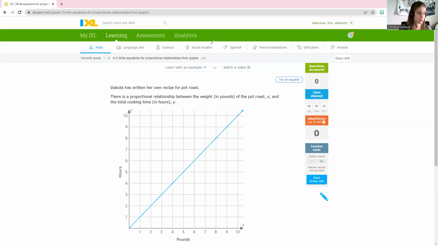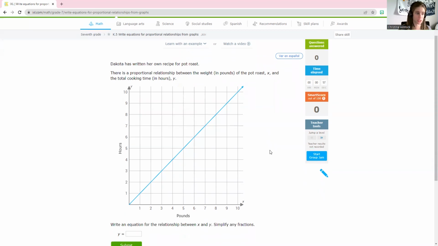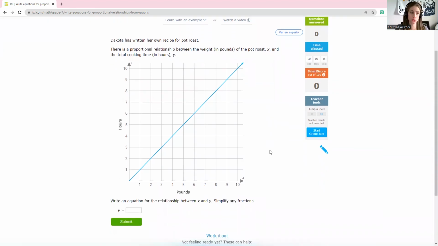So Dakota has written her own recipe for pot roast. There is a proportional relationship between the weight in pounds of the pot roast, X, and the total cooking time in hours, Y. And then we have it graphed right here. We want to write an equation for the relationship between X and Y, and we are to simplify any fractions.